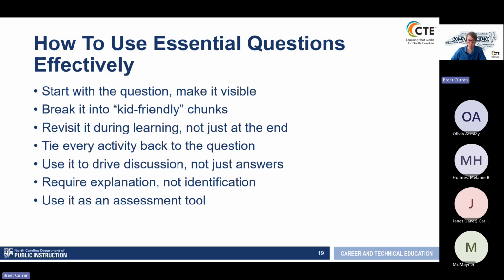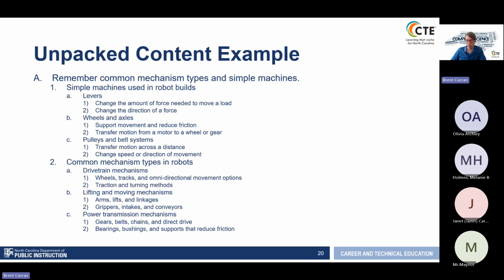Use your essential question to help guide that. Then, of course, for every essential question, we have unpacked content. Some unpacked content is much longer than others, but in general, you will have at least this. Our essential question was about common mechanism types and simple machines. So any unpacked content with that major heading A, remember, that is our RBT level. That's the level we should be teaching this to. You can teach higher than that. You can also teach lower than that. But in general, this is the goal.